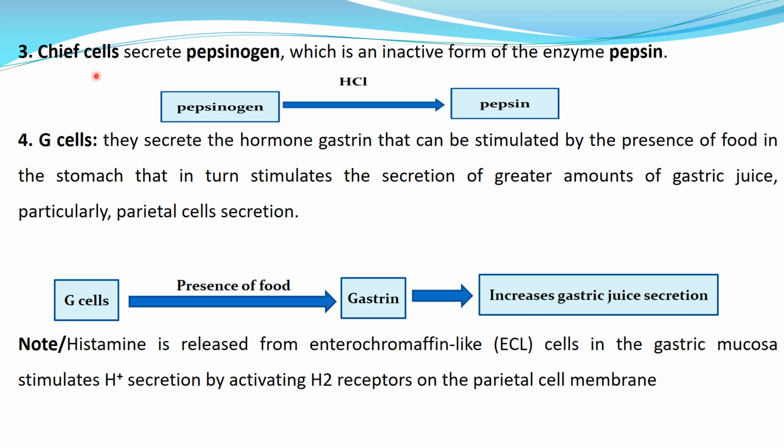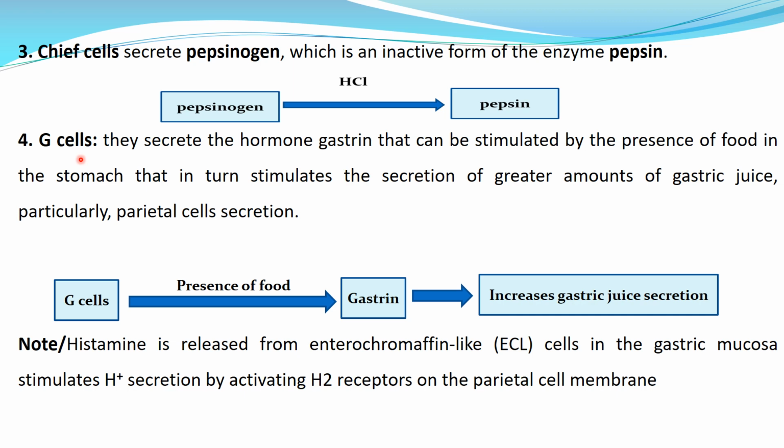So the third type of the cells of the gastric tissues is called the chief cells. Chief cells are responsible for the secretion of pepsinogen. As we mentioned here, pepsinogen is the precursor of pepsin. So it can be activated in the presence of HCl or within the acidic medium. The pepsinogen can be activated into pepsin, and pepsin is responsible for the digestion of protein within the stomach.